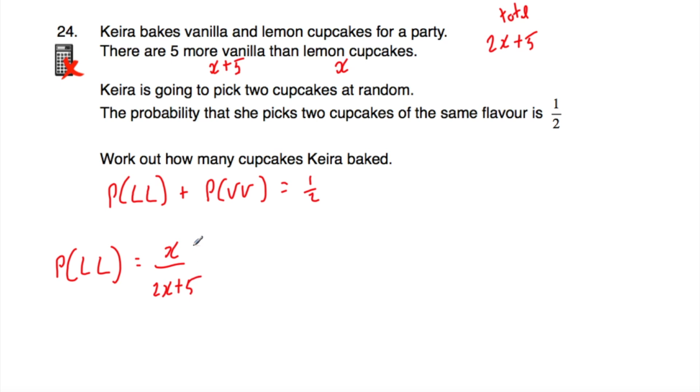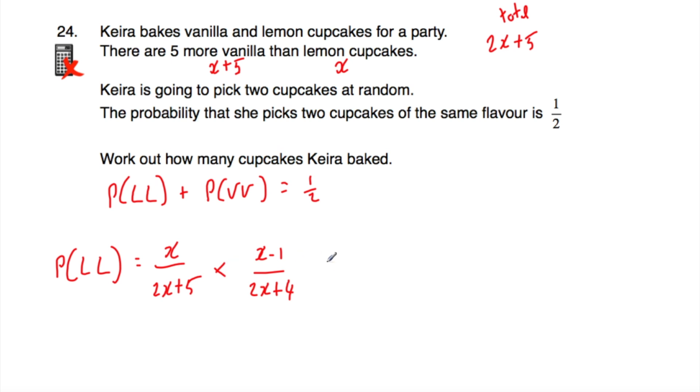So the probability that Kira picks a lemon cupcake to begin with would be x out of 2x plus 5. Then we're going to times that by... Now, one of the lemon cupcakes has been taken, so that means that instead of being x, it'd be x minus 1, there'd be 1 less. And the total will go down by 1 as well, so instead of it being 2x plus 5, it'll be 2x plus 4.